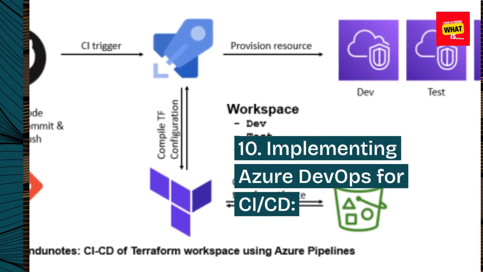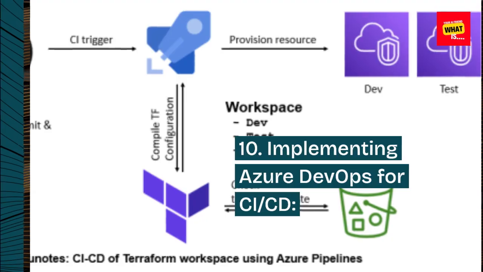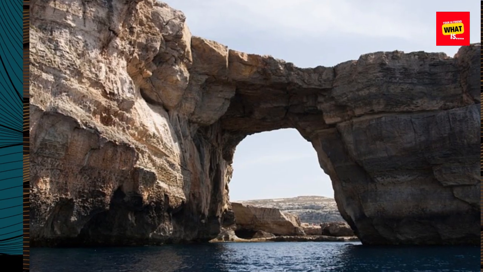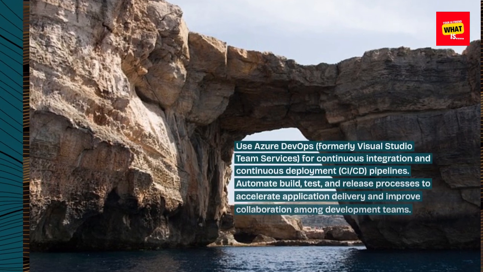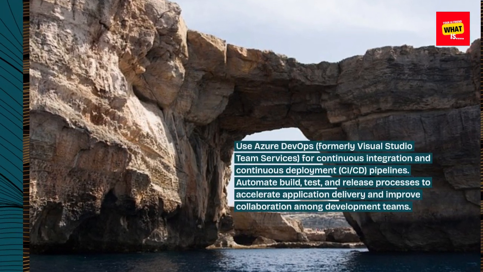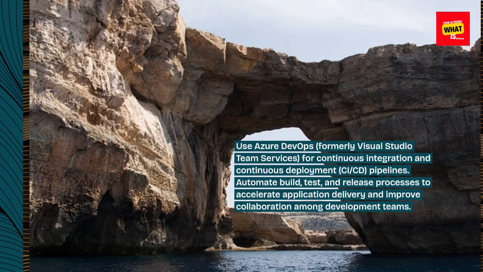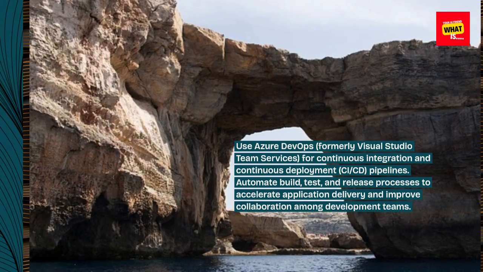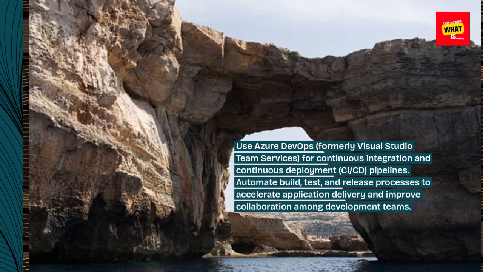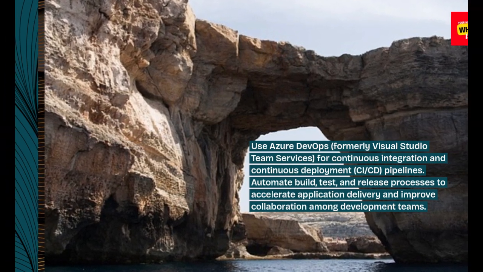10. Implementing Azure DevOps for CD. Use Azure DevOps, formerly Visual Studio Team Services, for continuous integration and continuous deployment, CD, pipelines. Automate build, test, and release processes to accelerate application delivery and improve collaboration among development teams.